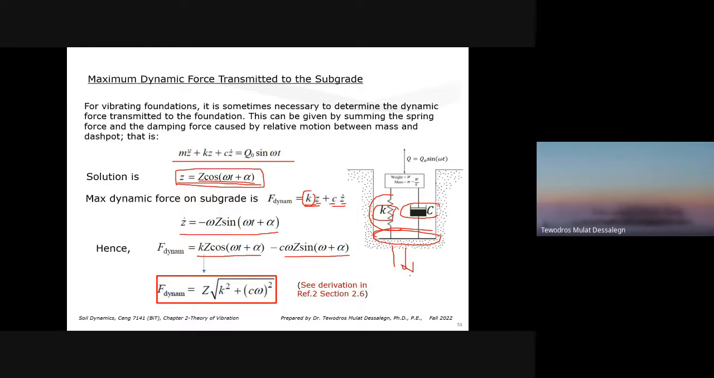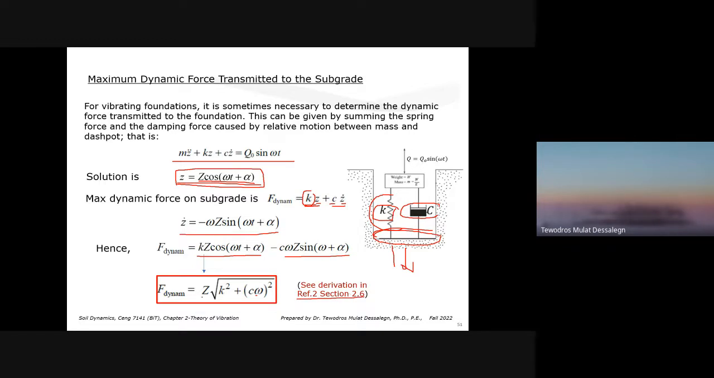to the subgrade is equal to Z, which is the amplitude of motion, times the square root of K squared, which is stiffness squared, plus damping times the forcing frequency, squared. This is just the final outcome. You can see the derivation of this equation in section 2.6.